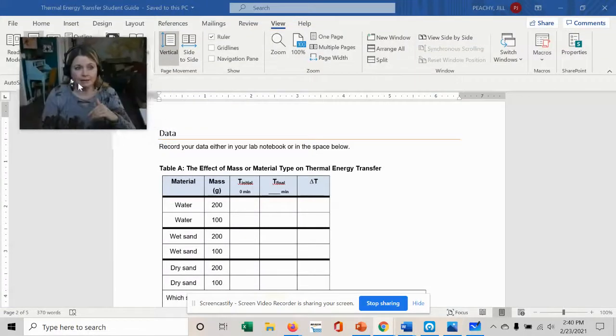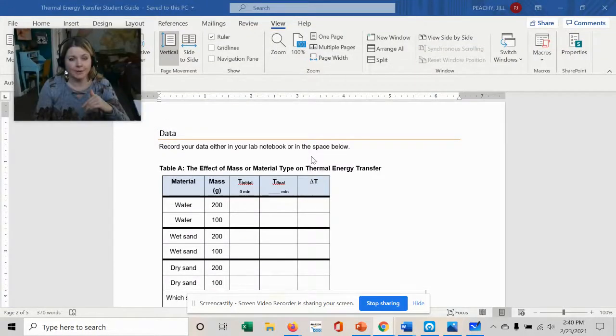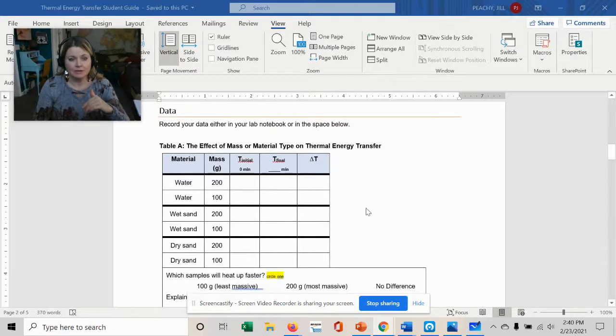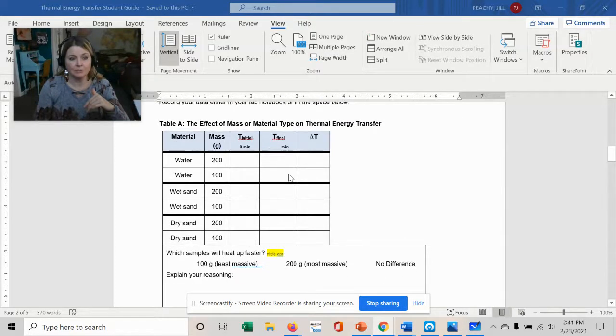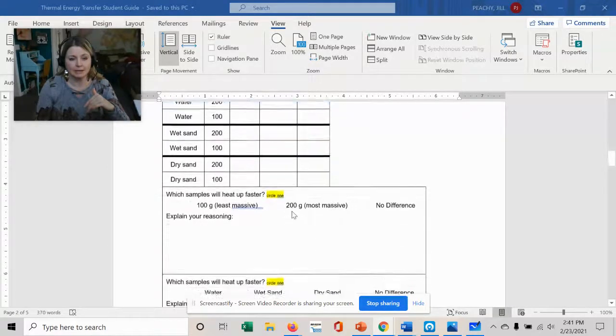Now we have data collection, and we also have calculations and analysis. These are the data that you're going to be taking. Table A is the effect of mass or material type on thermal energy transfer. So your initial temperature, final temperature, and delta T, which refers to change in temperature. You take final minus initial to get your delta T. You're going to do this for water, for wet sand, and for dry sand.